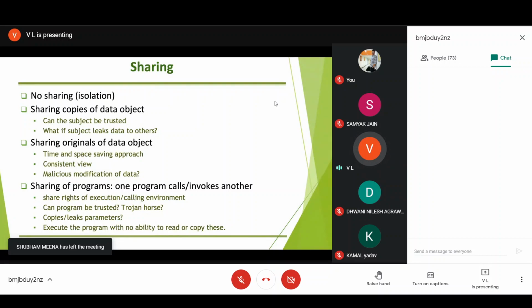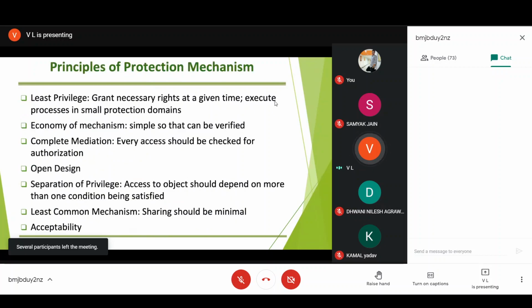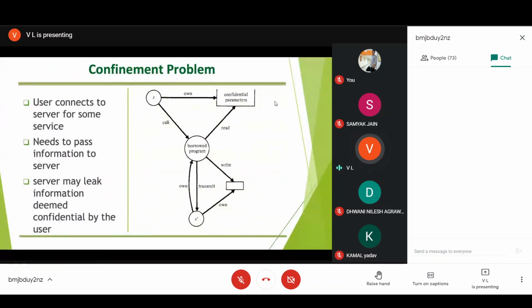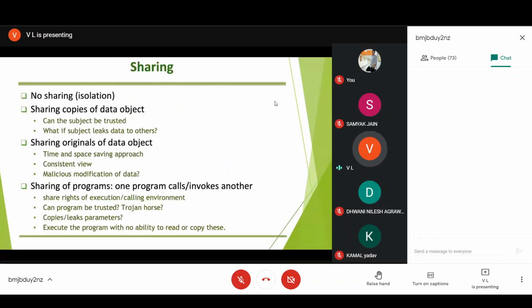So we'll start from here in the next class, when we are going to discuss different problems. One of the problems that we are going to discuss is confinement problems.